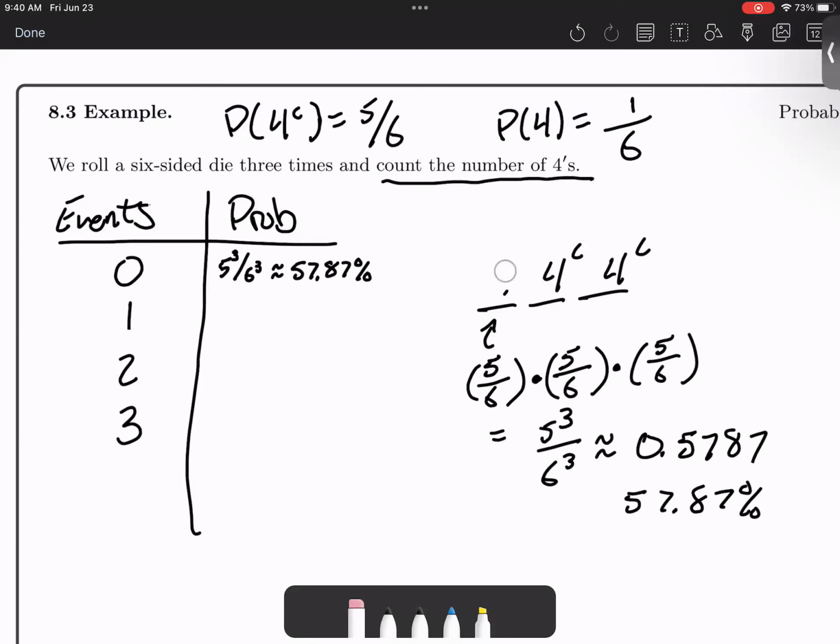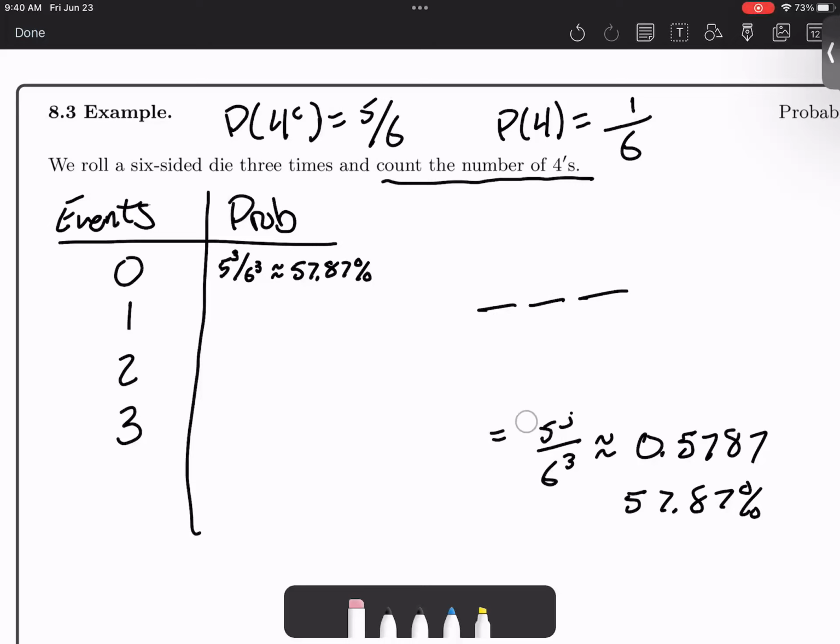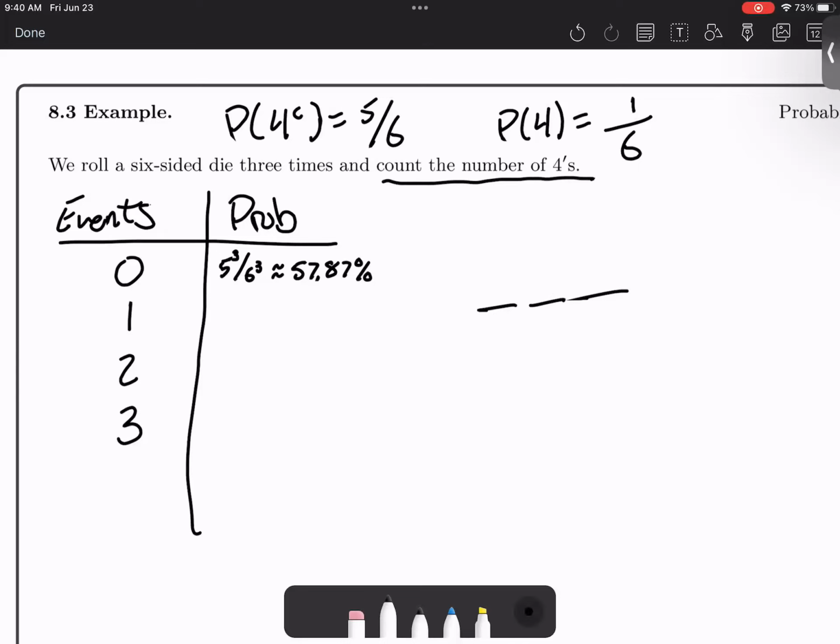All right, let's clear off the board and talk about the second event. How many ways can we get 1 4? In fact, you've got these 3 different positions. So how many ways can you put one single 4 right there? You're choosing where to put the 4, right? And it's a choose equation because you don't care where the 4 happens. The order of the 4 doesn't matter. You just want there to be one of them.